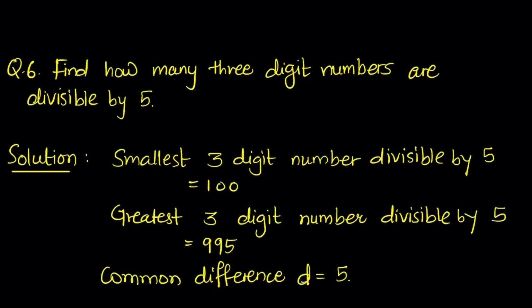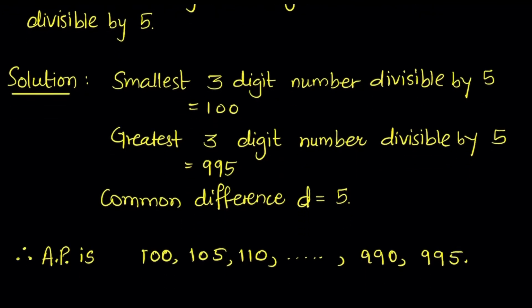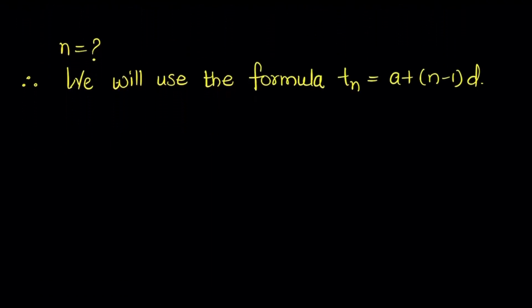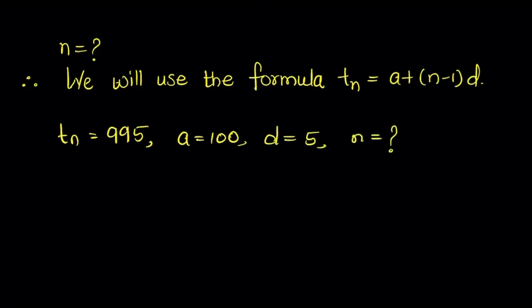So the common difference D is 5, and the first term T1 is 100. The AP is 100, 105, 110, 115, and so on up to the last term, which will be 995, and the second last term is 990. To find n we will use the formula Tn equals a plus (n minus 1)d. Tn is 995, the last term, and a is 100, d is 5.